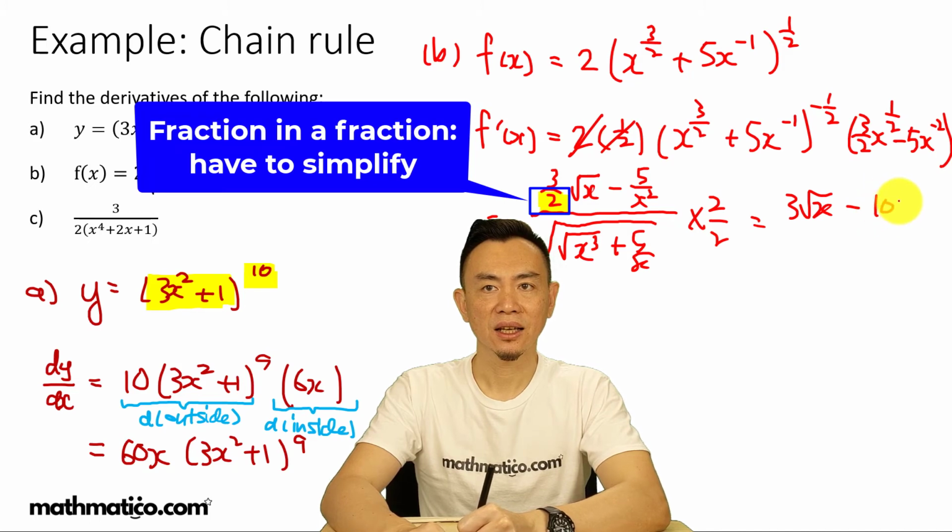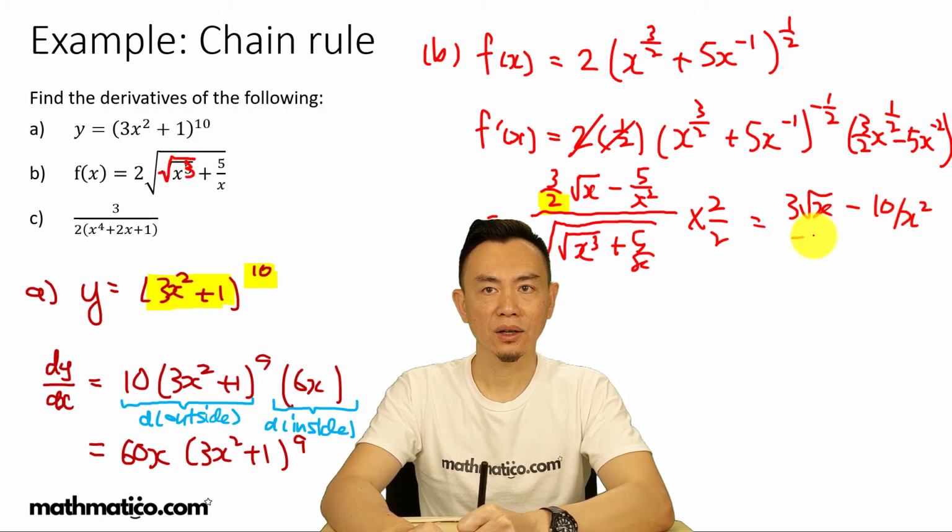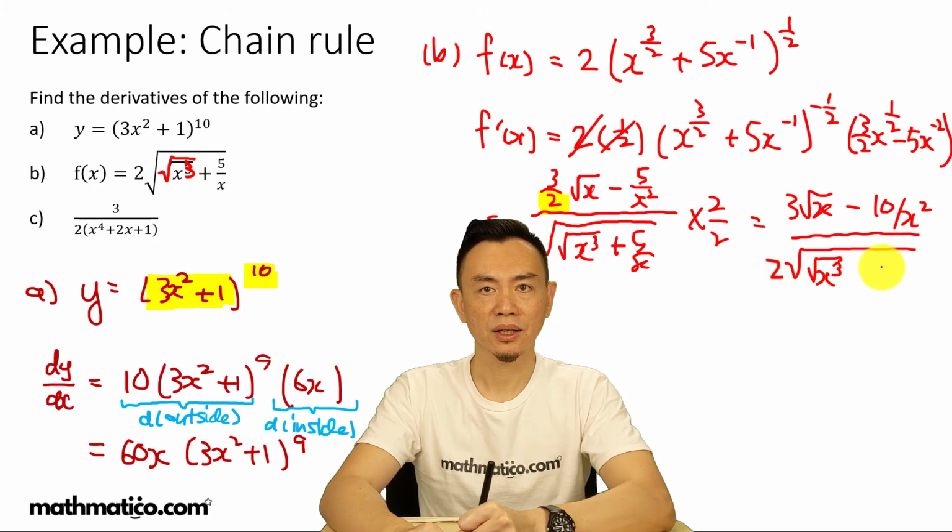over x squared, over 2 square root of x cubed plus 5 over x. Okay, and that's it.